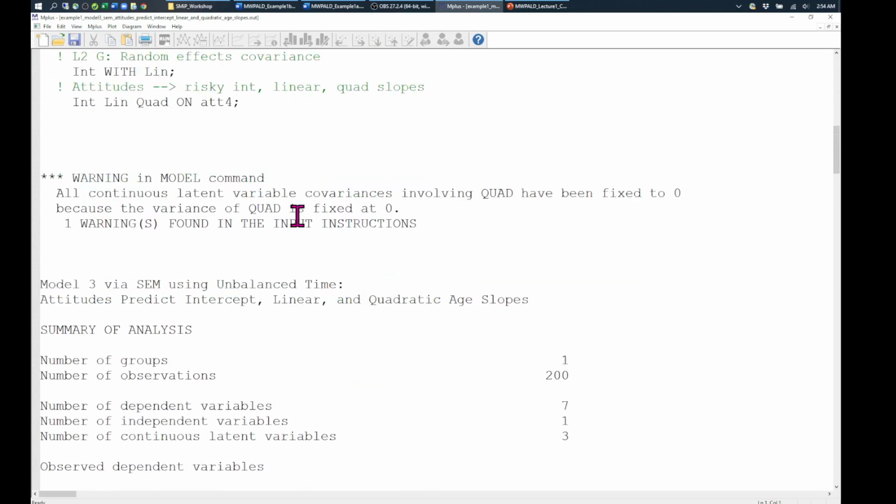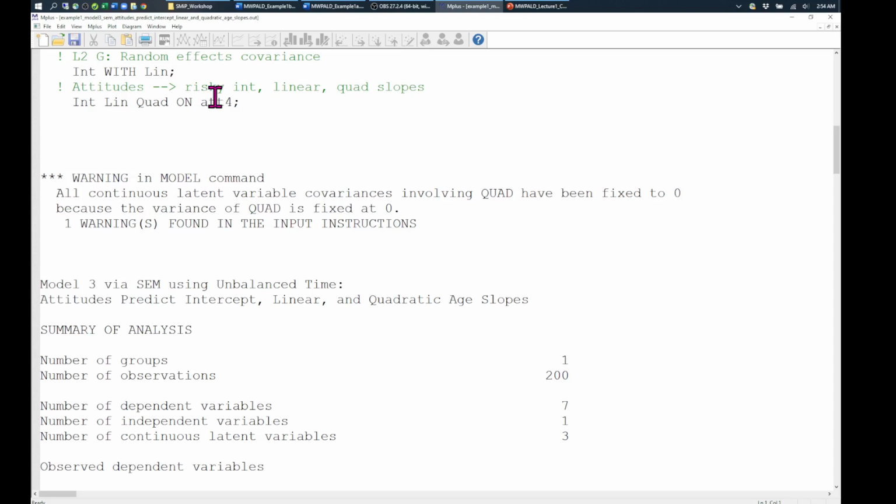And it warns me, all continuous latent variable covariances, including quad, have been fixed to 0 because the variance of quad is fixed to 0. Yes, that's what I wanted. But this highlights the difference in what a default is. In the MLM version of this model, the covariances have to be requested. Their default is to not include them.